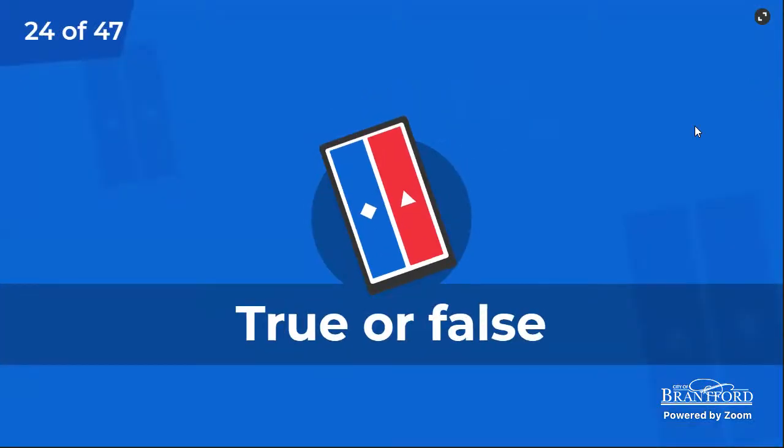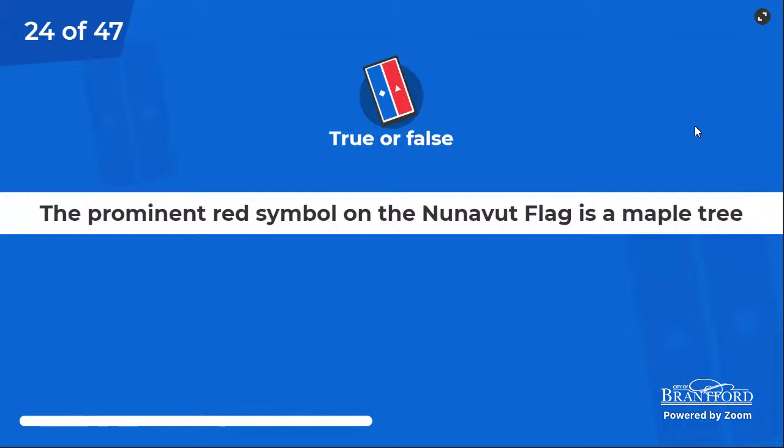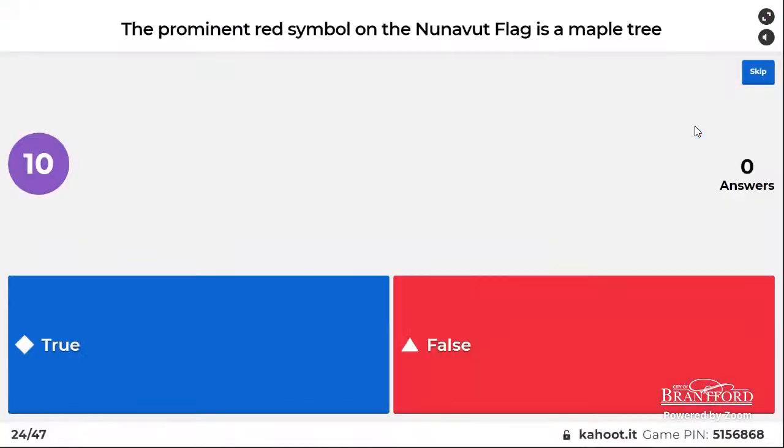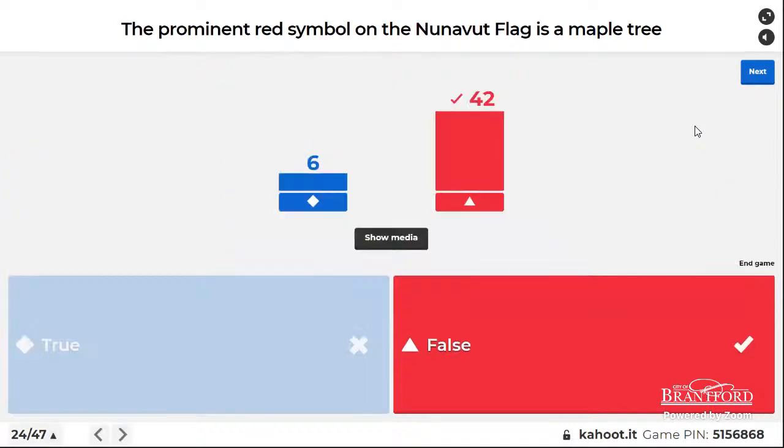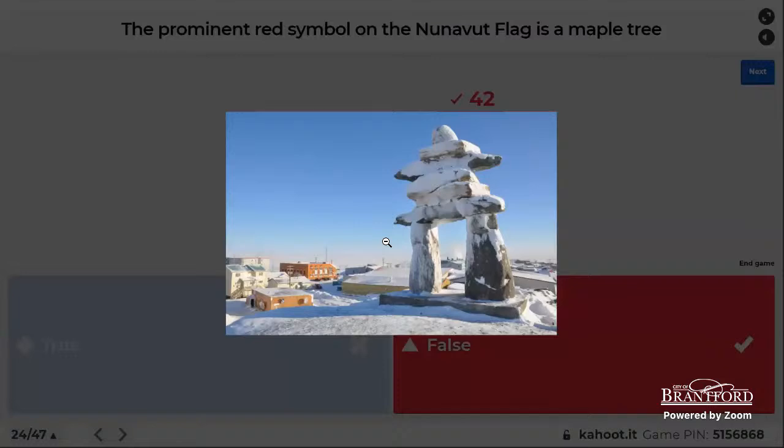Next question, another true or false. The prominent red symbol on the Nunavut flag is a maple tree. It's a couple more seconds. Time is up. Yep, so the majority of you got the answer correct, and the picture actually was a clue. What is on the flag is a red Inukshuk.